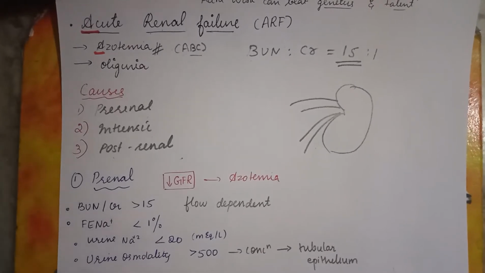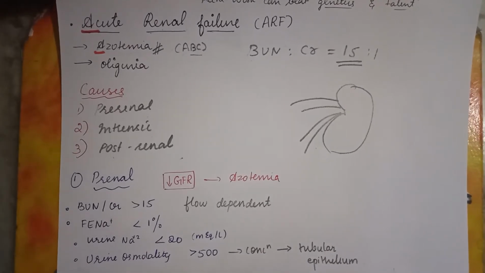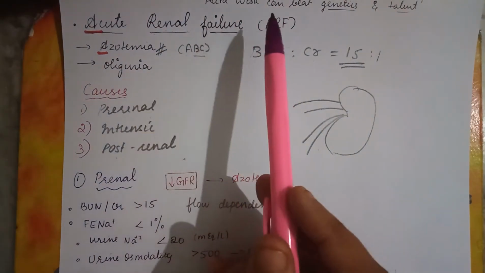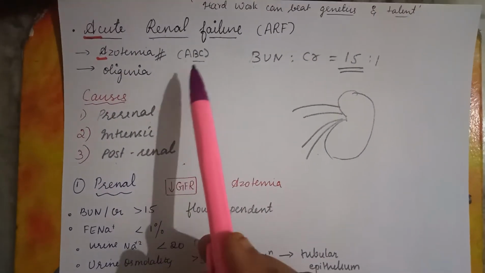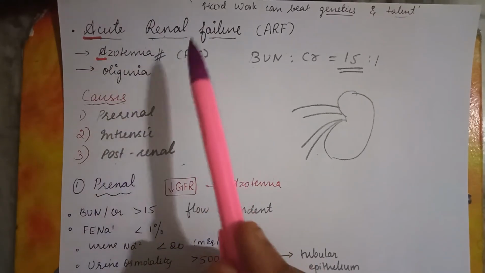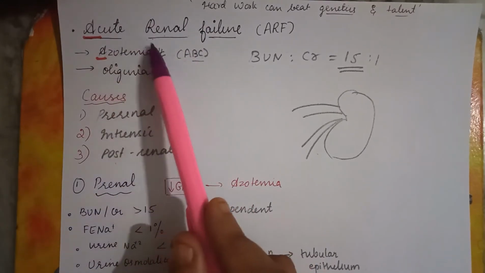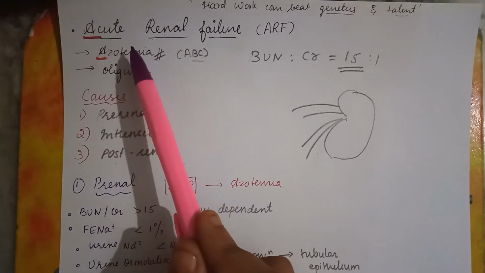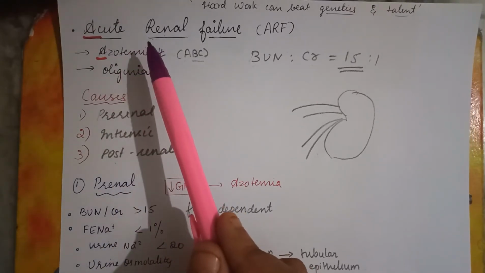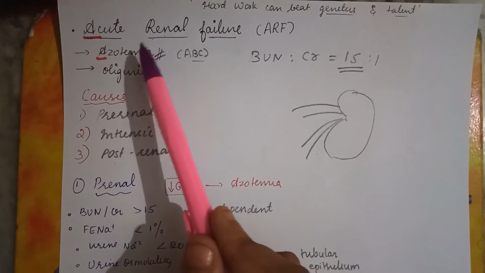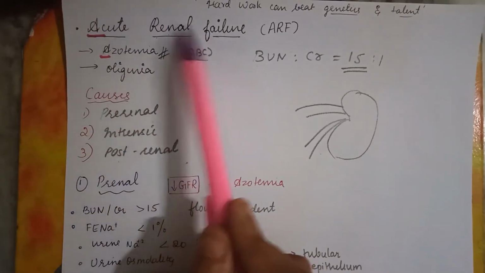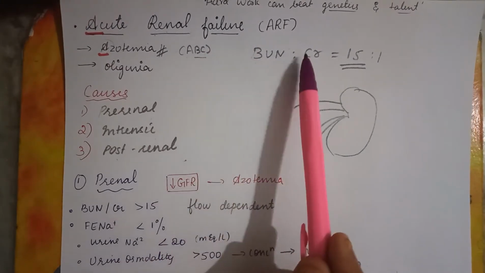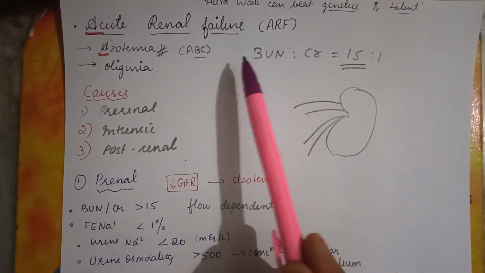Basically, what is acute renal failure? Acute renal failure is the one in which the kidney fails to maintain its normal function. Basically, the clinical feature which is seen here is azotemia. So, what is azotemia? Azotemia is nothing but an increase in blood urea nitrogen and creatinine level. Just remember acute renal failure: A for azotemia, followed by BC, that is increased blood urea nitrogen and creatinine value.